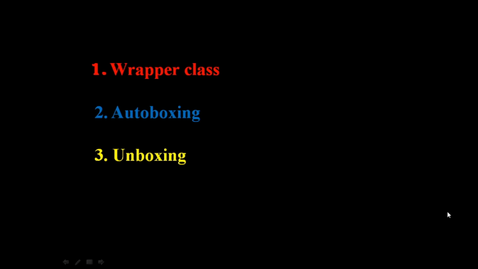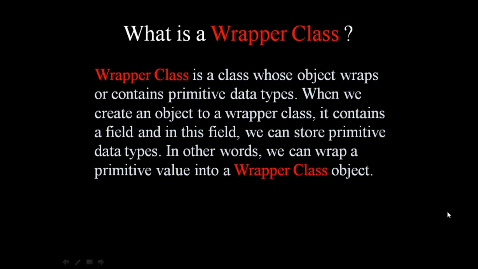So in this video we will be discussing what is a wrapper class, what does AutoBoxing mean and what does unboxing mean. So let us first start with what is a wrapper class. The wrapper class in Java provides the mechanism to convert primitive into object and object into primitive. In other words, the wrapper class is used for wrapping a primitive value into a wrapper class object. Now, why do we use this wrapper class?